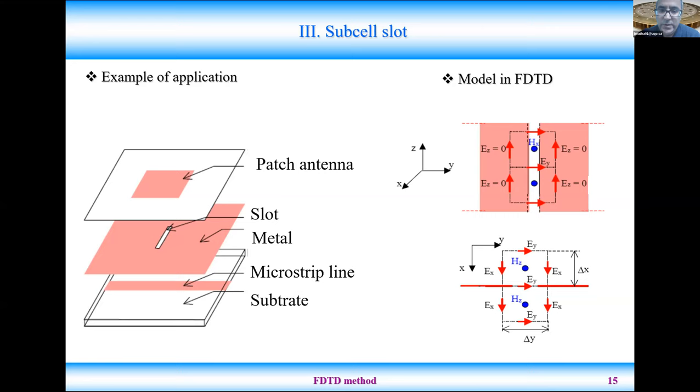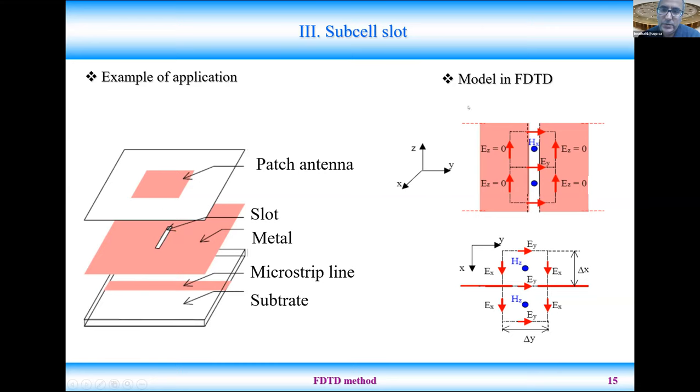And what happens if we have a thin slot? It's the same problem. We don't want to mesh everything based on that slot. Or we could use a non-uniform mesh, but this is also more complex and time-consuming. So let's see, for example, this structure here. We have a patch antenna, which is excited through a slot by a microstrip line. If we mesh all the structure based on the slot, then you can see that the meshing of this will be really huge.